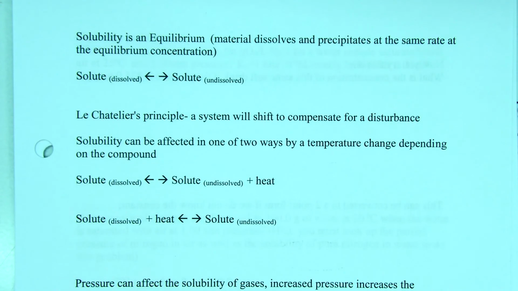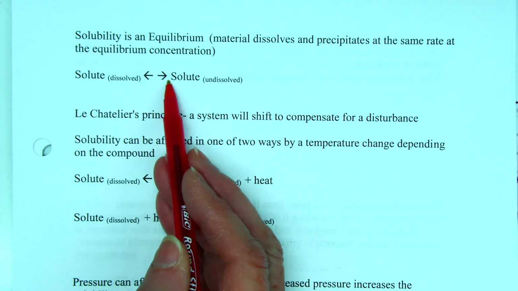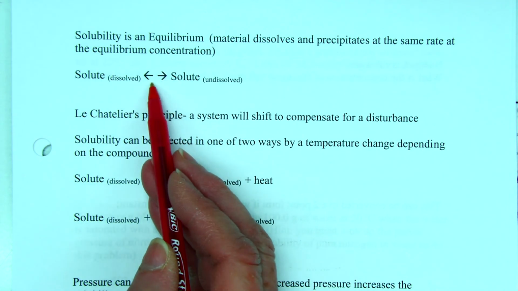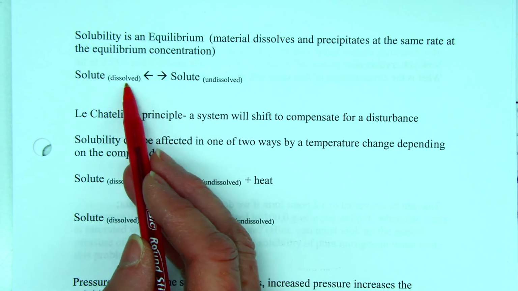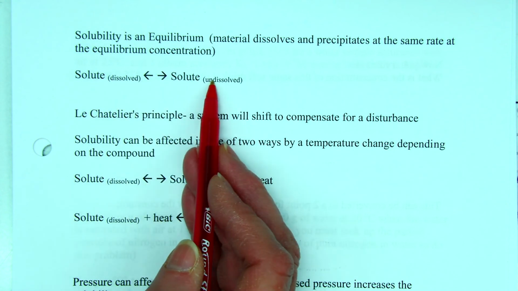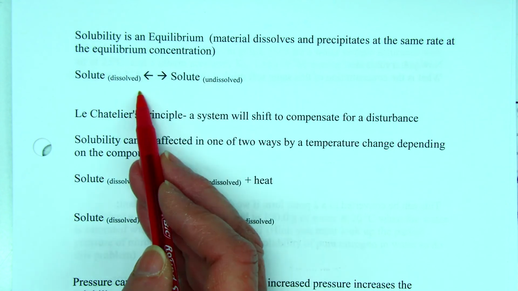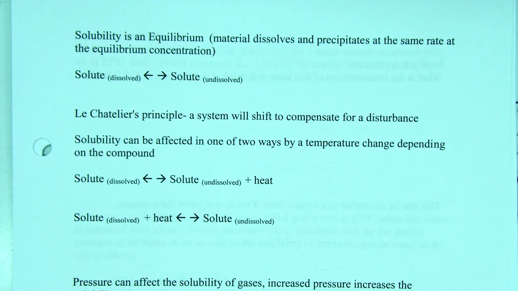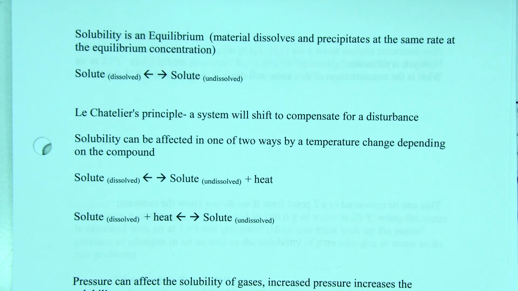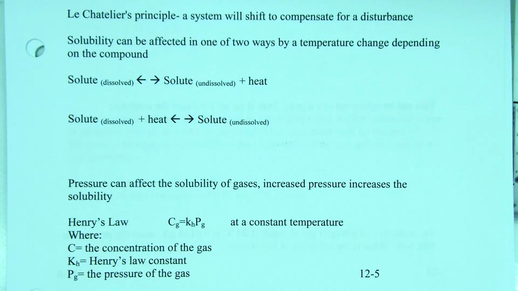And solubility is an equilibrium. So this is the first time that we kind of introduce equilibria to say that we can have this arrow going in both directions. What this means is that you can have material that is dissolved going to undissolved, coming out of solution, and it's going back into solution at the same rate. When we draw the two-headed arrow, it's at the same rate. And we'll talk a lot more about equilibria in the subsequent chapters.